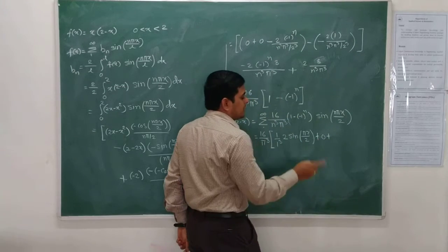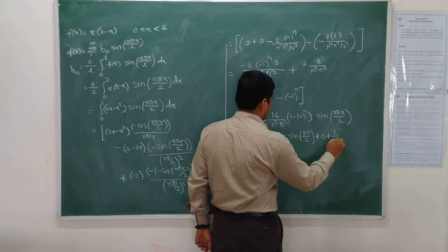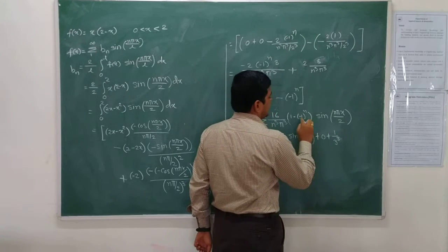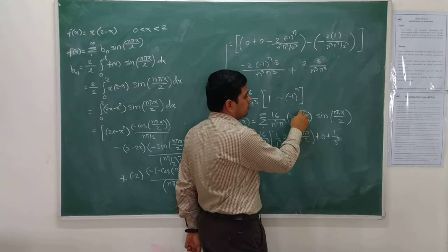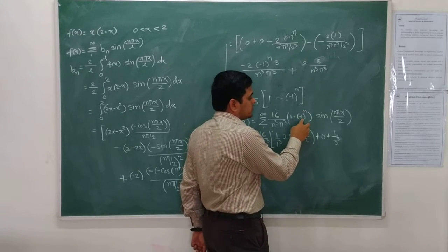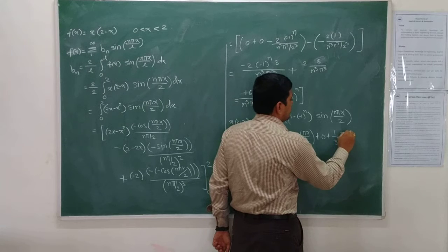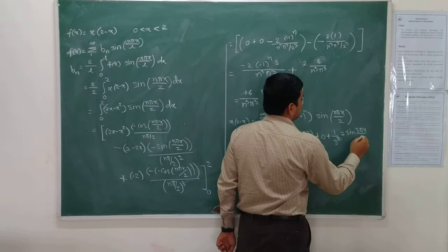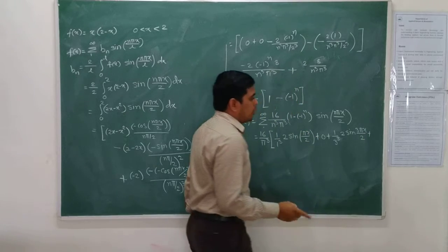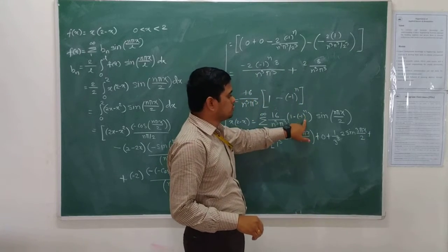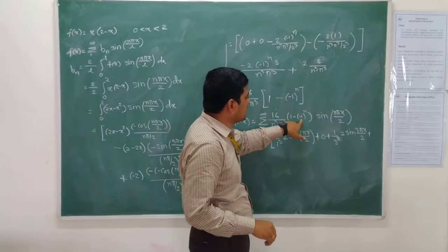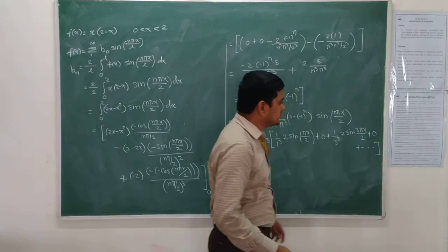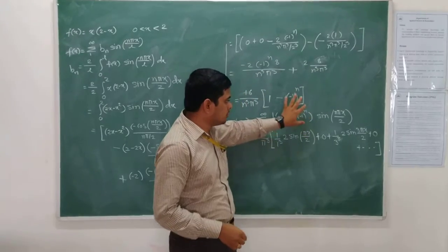Plus, n becomes 3, we get 1 upon 3 cube. Minus 1 cube is minus 1. Minus of minus 1 becomes plus 1. So 2 into sine of 3 pi x upon 2 we get. Plus, now n becomes 4. So minus 1 raised to 4 becomes plus 1. 1 minus 1 becomes 0. So that term will be 0. Plus and so on. That means if n is even, this term is going to be 0.